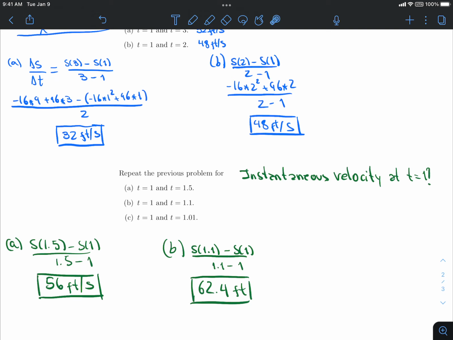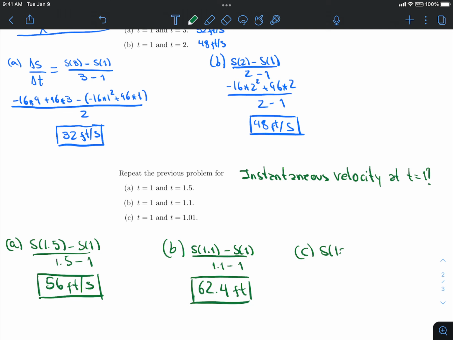Note how the change goes as I reduce the size of the interval. From 32 to 48, the interval was very big, and we gained 16 feet per second. Now from 48 to 56, we gained 8 feet per second. Now here, we gained a lot less than that, right? We only gained 6.4 feet per second. What happens for the next interval?